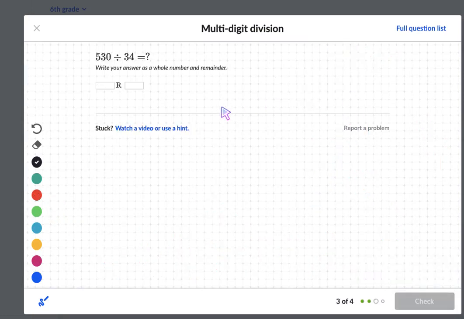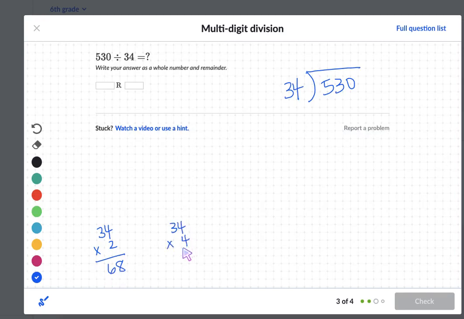So this problem right here is 530 divided by 34. Go ahead and pause the video and try it on your own first. All right, so the dividend goes inside, divisor goes on the outside, and we're going to create a little shortcut for us, little key. 34 times 2, 34 times 4, that's double that. So that'll be 136. 34 times 8 will be double that. Okay, and then we can get started.